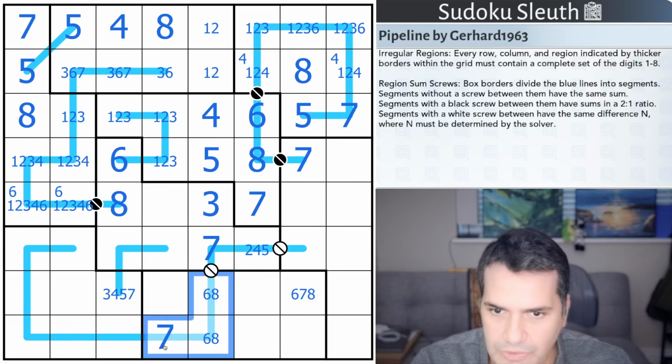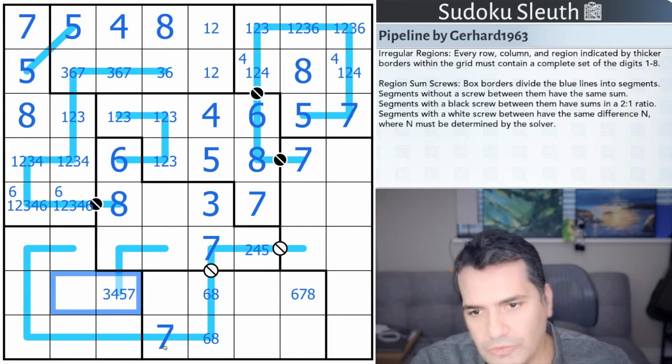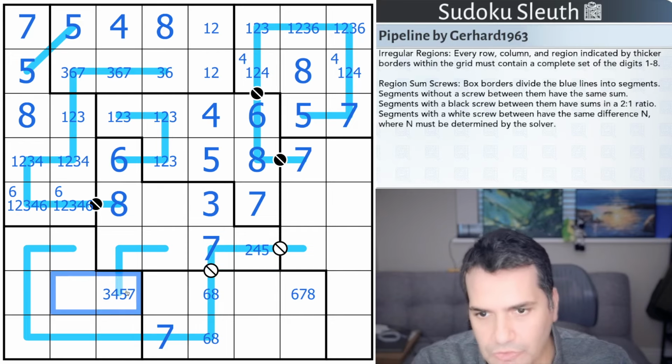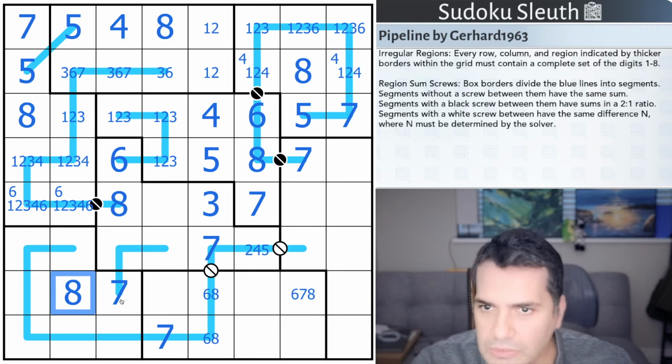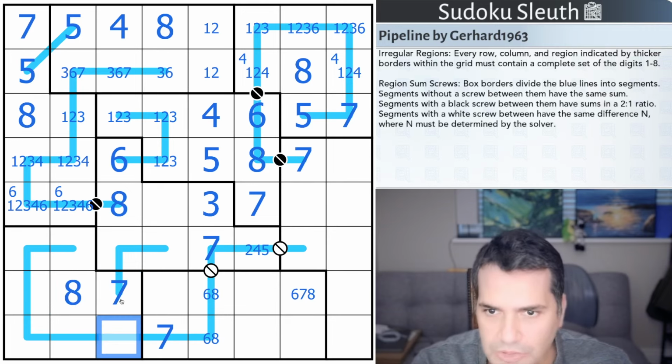And then whatever the difference is between this 21, and therefore these two cells have to be 1, 2, 3, 4, 5, 6. Come on, come on. There you go. 7, 8. This is 1, 2, 3, 4, 5, 6. We'll deal with that later.